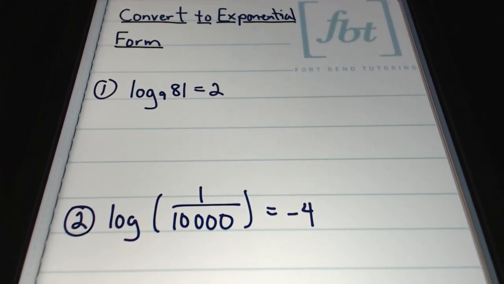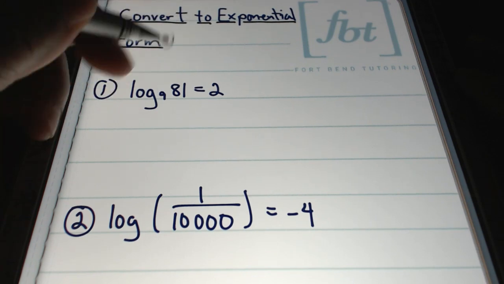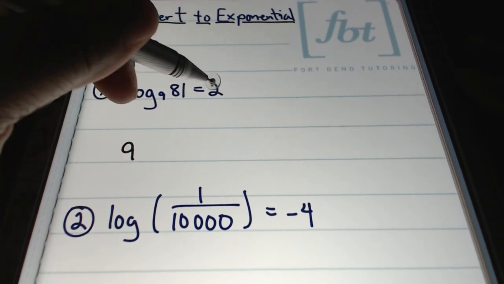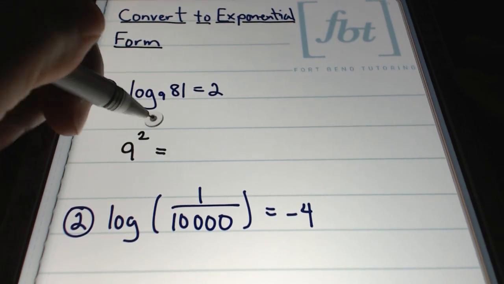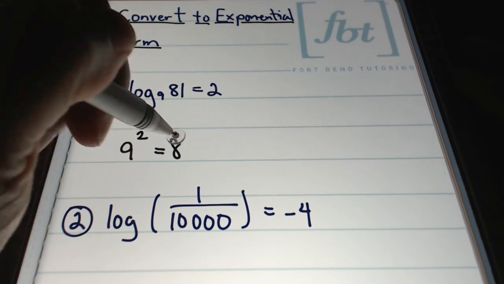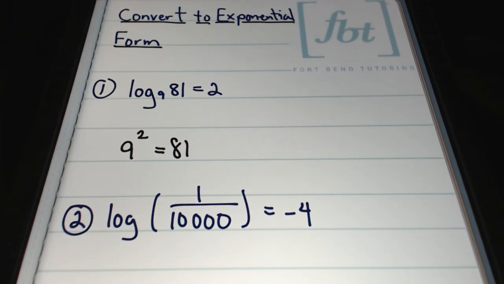Okay, good deal. Here we are asked to convert to exponential form, guys. We have problem number 1. It says log base 9 of 81, the argument 81, equals 2. They want us to convert this into exponential form. Recall that when converting into exponential form, all you have to do is take your base, which in this case is 9, and raise it to the value on the right side of the equal sign. So that'll be 9 squared, and then set this equal to the argument 81. And there you have your exponential form.